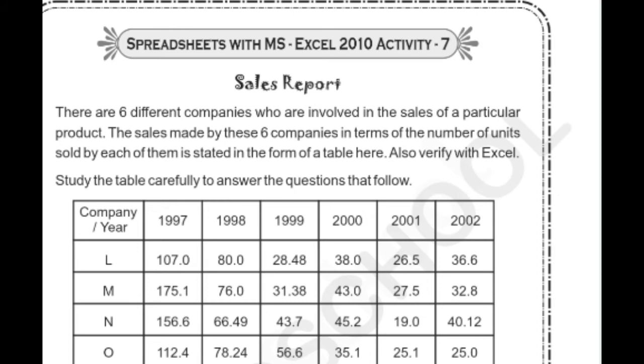It's a simple activity, children. Observe the table, read the table. It's a sales report, the company and year they have given here. We have to see which year? 1997. The companies L, M, and O. Okay, and they have given some values. We have to observe this table and answer the questions below.